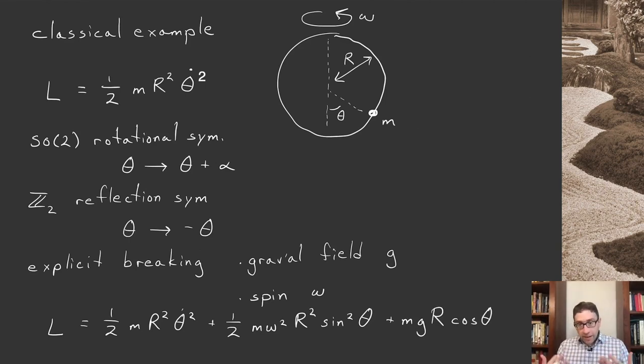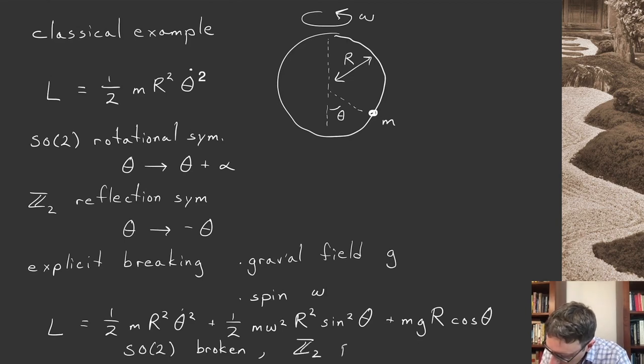You notice when I've added these potential terms, I no longer have the rotational symmetry. So the rotational symmetry is broken explicitly. However, the way I've done this, I still have a Z2 reflection symmetry that's preserved. The potential hasn't broken that yet. So explicitly, I can break the symmetries just by adding extra terms in the action or the Lagrangian.